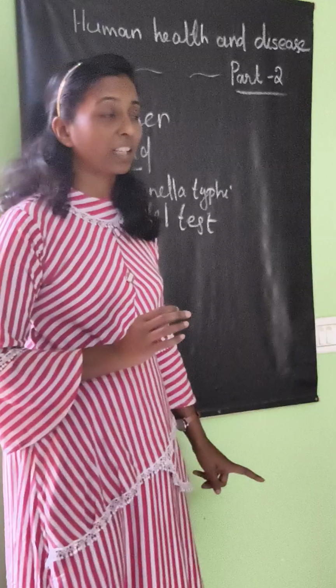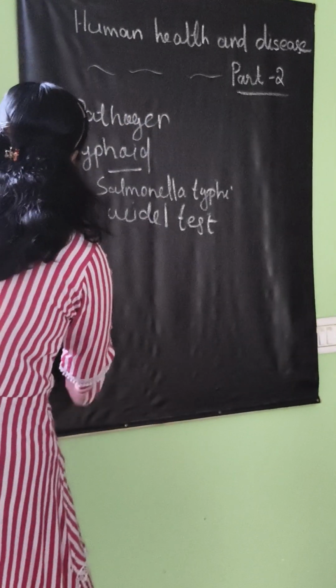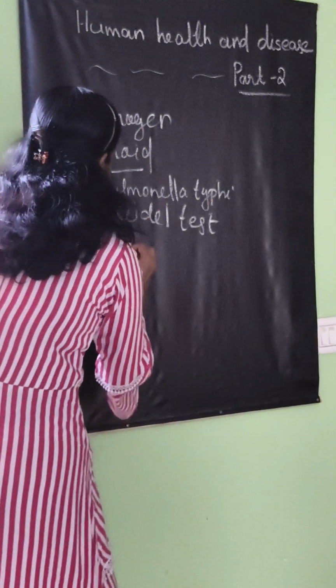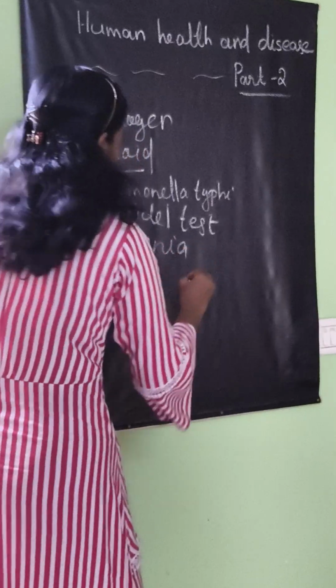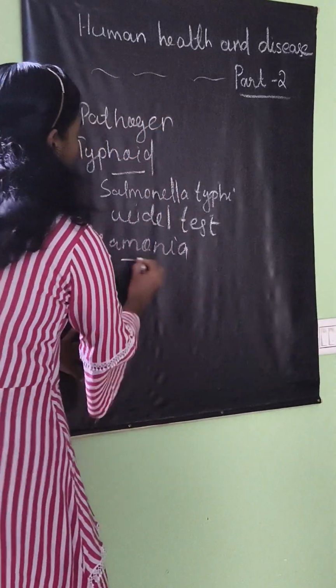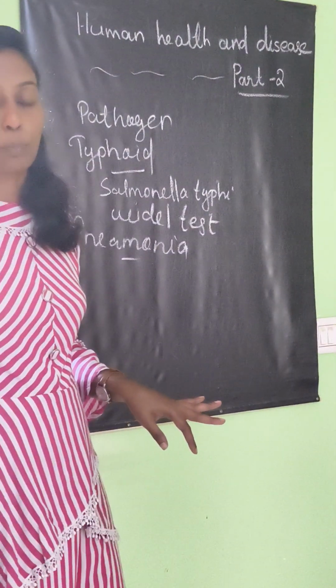The second disease we are going to study is pneumonia. What is the causative organism of pneumonia? There are two causative organisms here, Haemophilus influenzae and Streptococcus pneumoniae. These are the two causative organisms of pneumonia. The target organ of pneumonia is the alveoli in the lungs.